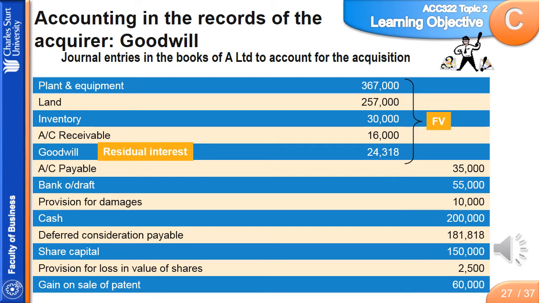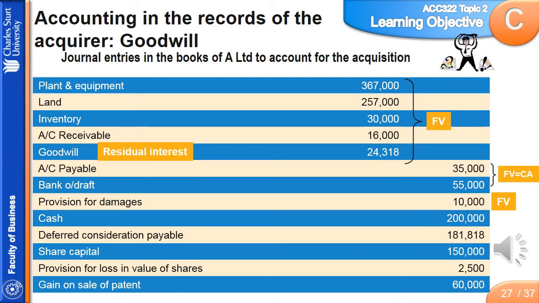When I'm answering a question like this, I usually leave the goodwill to last, and that's because I use the goodwill figure as my balancing amount. So I'll enter in all my debits, enter my credits in, and then I'll figure out what the difference between the two is, and I use it as a verification technique to make sure that the difference between the two equals $24,318, which was what I calculated in my acquisition analysis on slide 26, just to make sure I've done everything right.